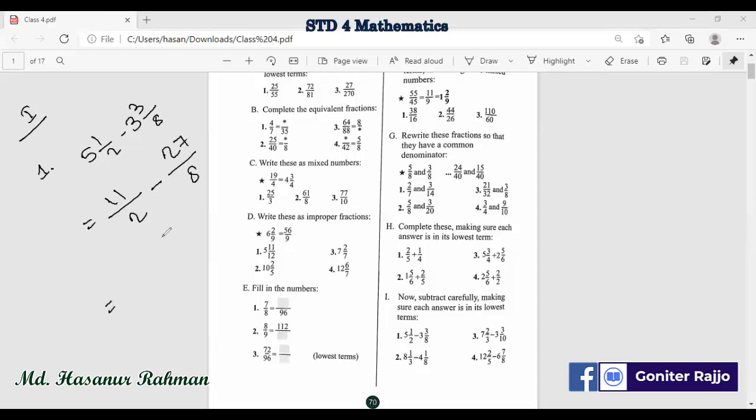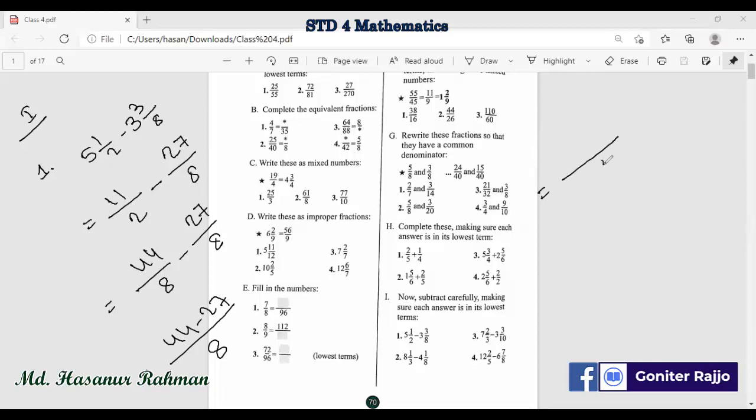So what is the LCM of 2 and 8? That is 8. So 2 times 4, that is 8. 11 times 4, that is 44. 8 times 1 equal to 8. 27 times 1, that is 27. So the denominator is 8 and we have to subtract the numerators, 44 minus 27.